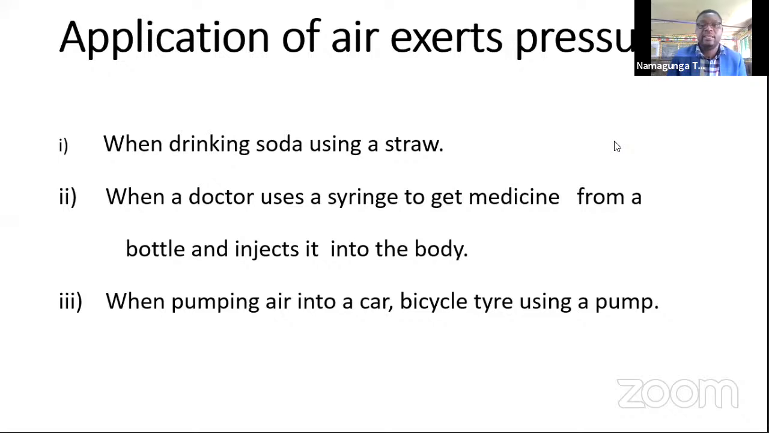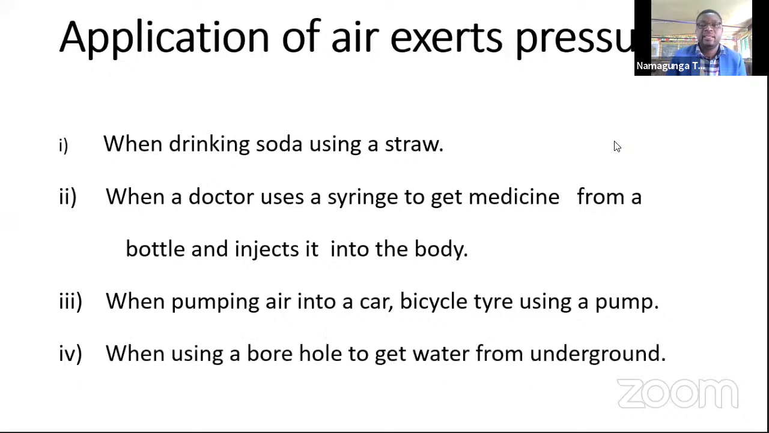I don't know whether all of you have ever seen it before. They pump using the hand. They see people pumping, which means they are applying the knowledge.